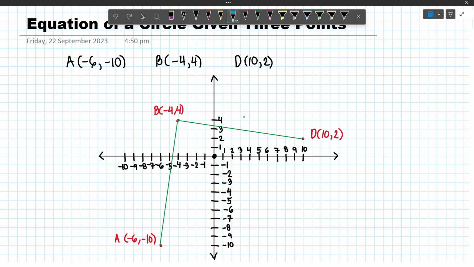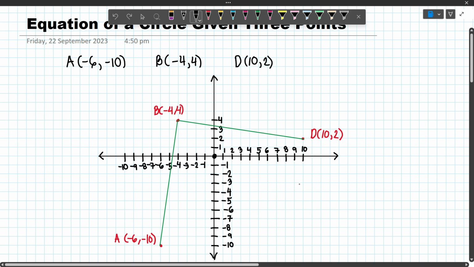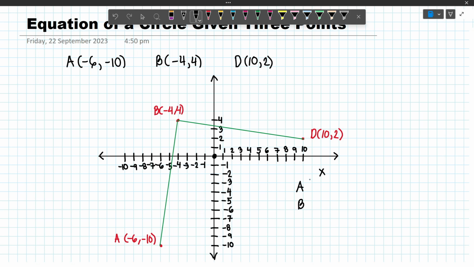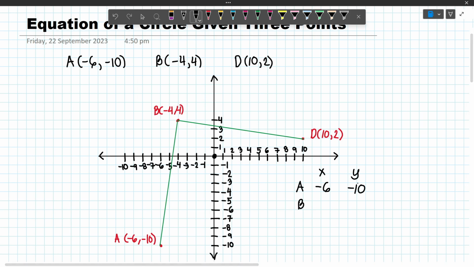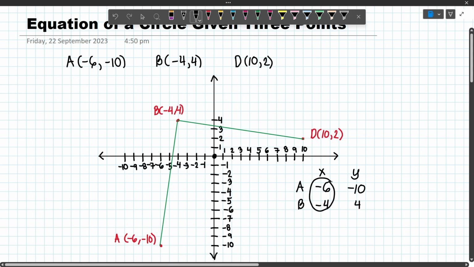In order to do that, we need to get the average of our x and y values. So the midpoint of A and B would look like this. Let's write those points, A and B. The x for A is -6, and its y value is -10. Our x for B is -4, and our y is 4. So taking the average of these two values, we can obtain our x-coordinate.